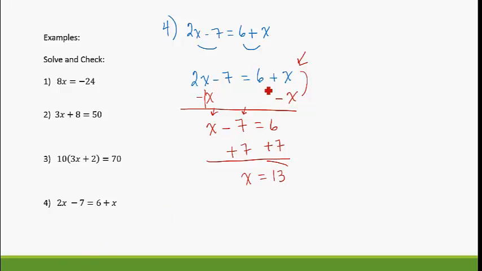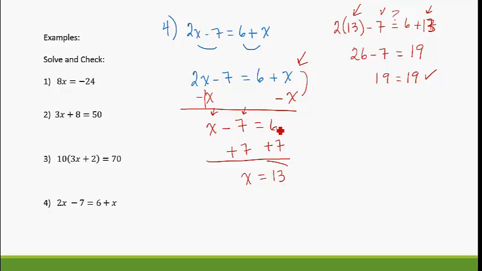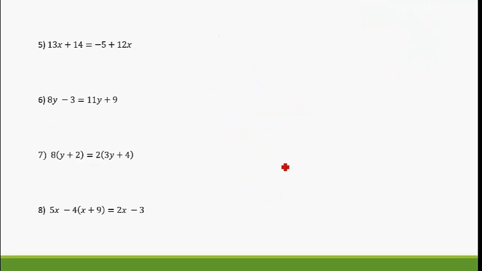So let's check that. Going back up to the original problem, I can substitute this in. Notice I'm substituting that, excuse me, this is a 13, not a 7. Notice I'm substituting the 13 in for every x, and when I do this, 2 times 13 is 26. 6 plus 13 is going to give me 19. So the question is, are these equal? 26 minus 7 is indeed 19. So you can see that 13 is indeed the solution, and that's the answer to our problem.